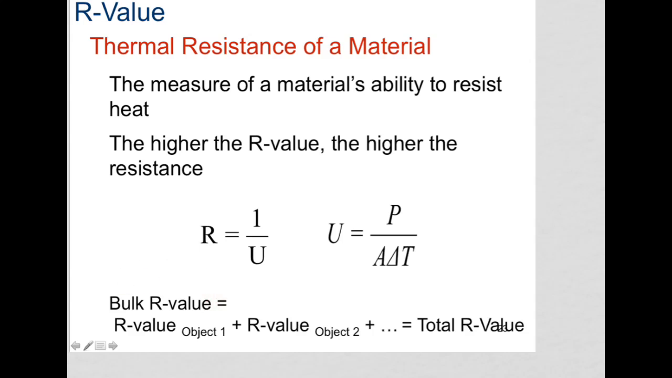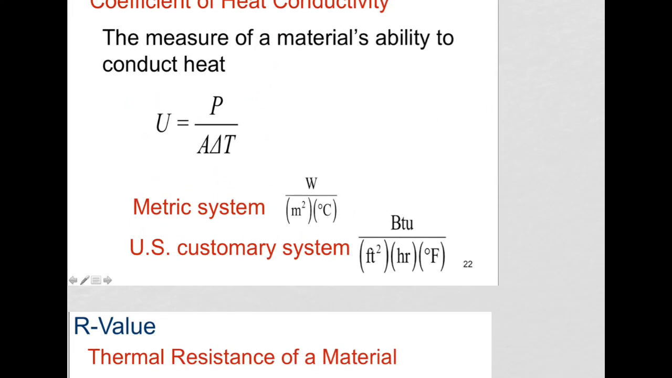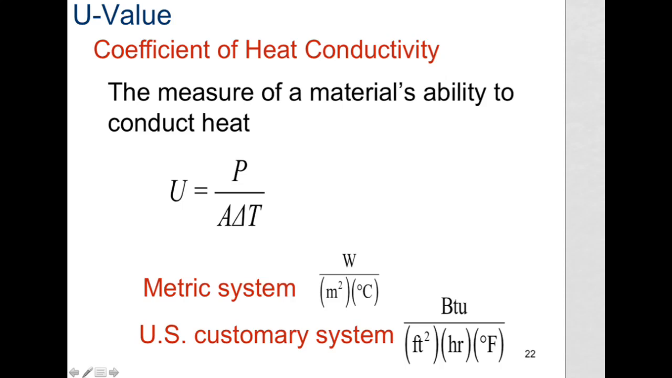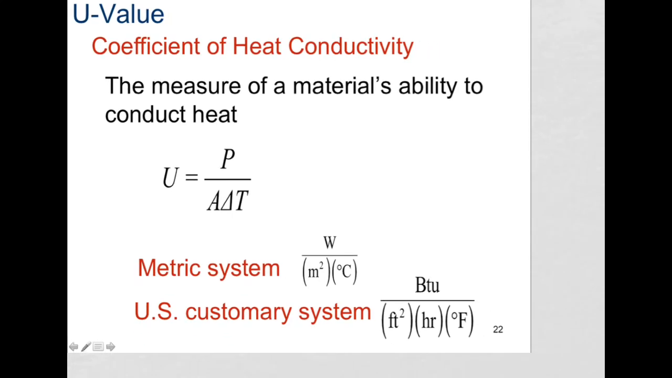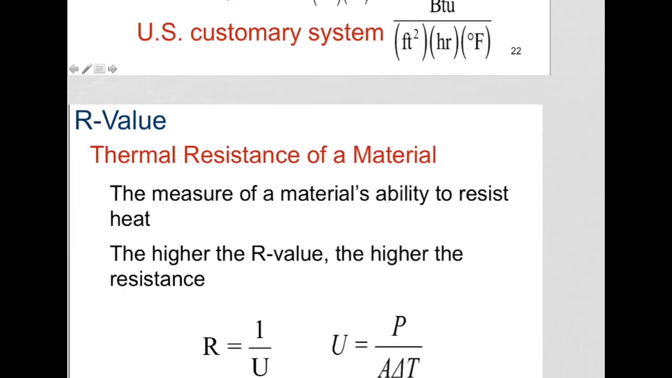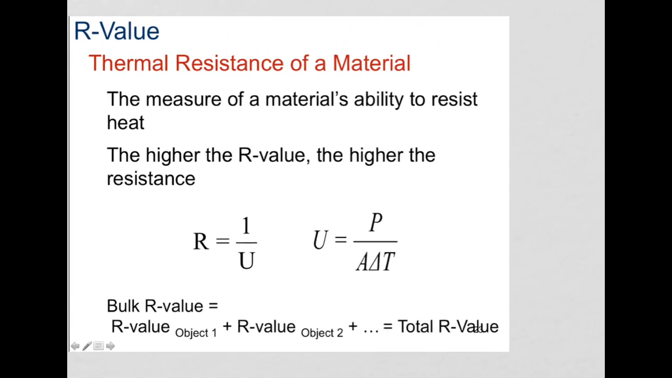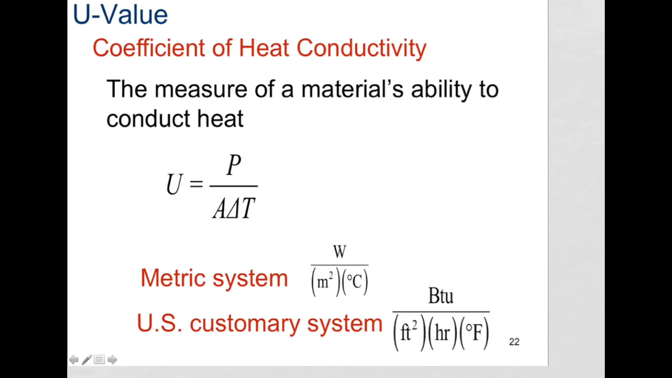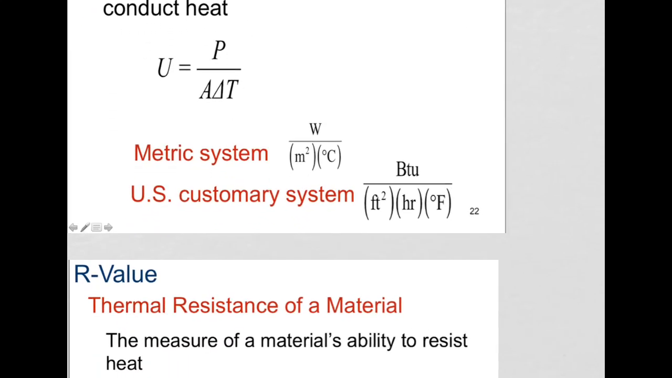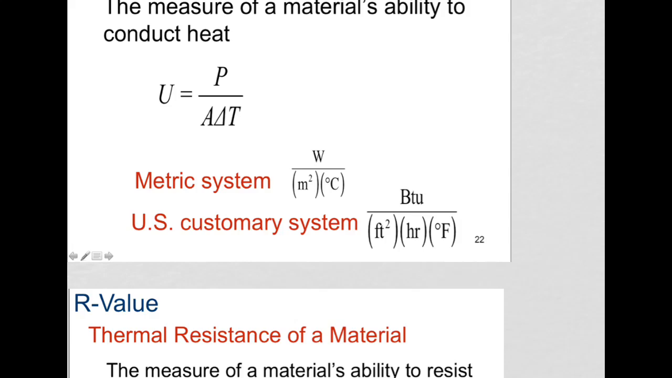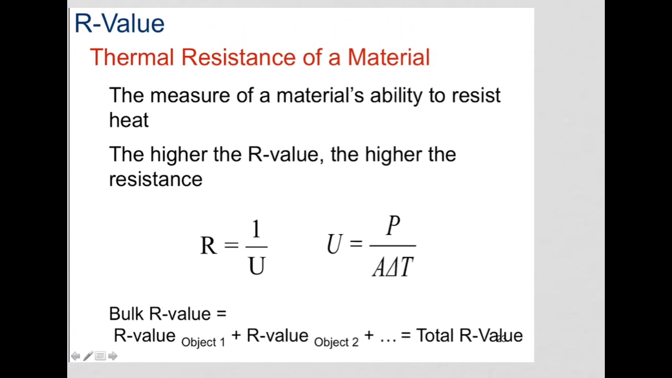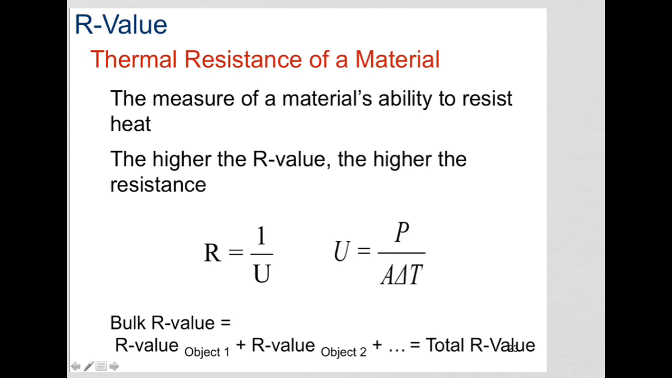So R value is the thermal resistance of a material, and then the U value is the coefficient of heat conductivity. And it makes sense that they're related, because if a material conducts heat very, very well, then it should have a really low R value. It means thermal energy can pass through. If you have a really, really high U value, that means you can have thermal energy transferred through whatever material very easily. If thermal energy transfers through the material really easily, then it's not going to be very resistant to heat, because it heats up so quickly. Hopefully that just makes sense. And the equations are related.